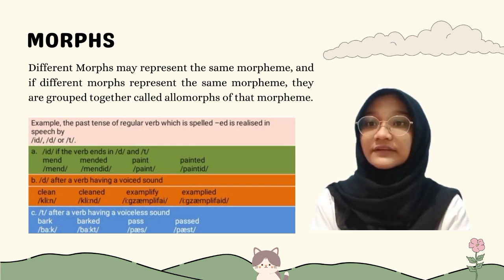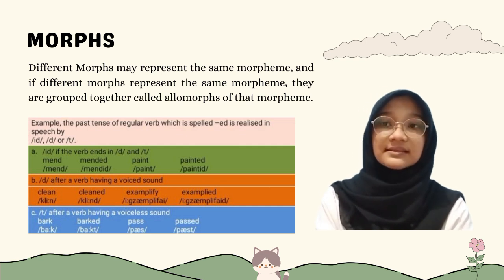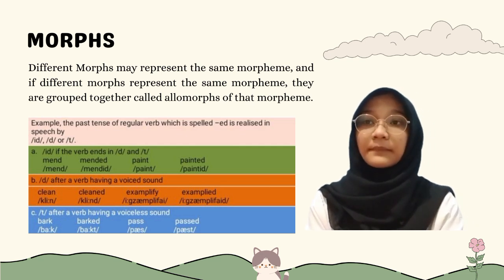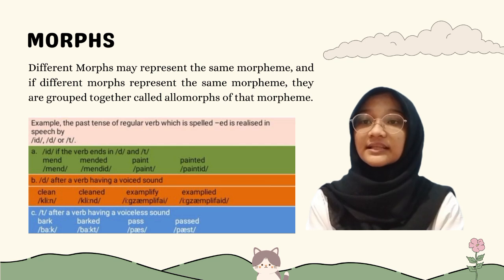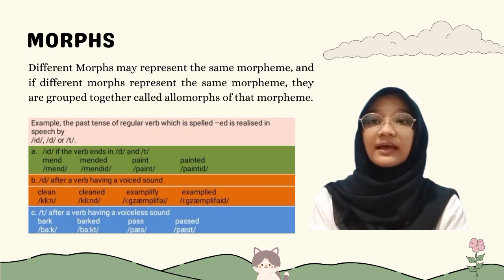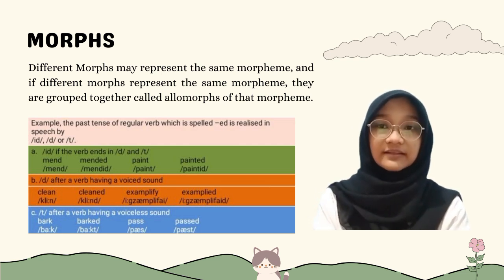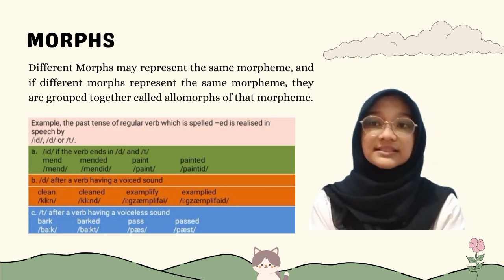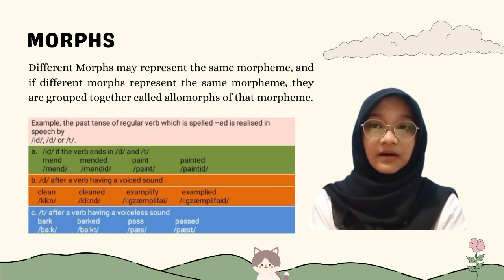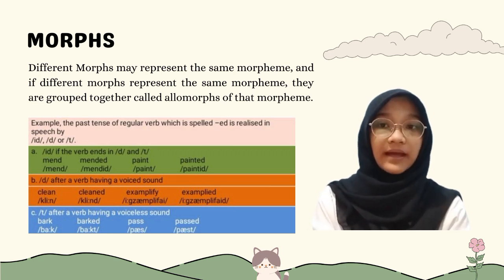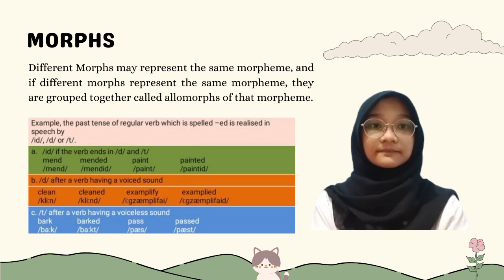Id is used if the verb ends in d or t, as in mend, mended, paint, painted. Next, d is used after a verb having a voiced sound, as in clean, cleaned, exemplify, exemplified. And the last one is t after a verb having a voiceless sound, as in bark, barked, pass, and passed.